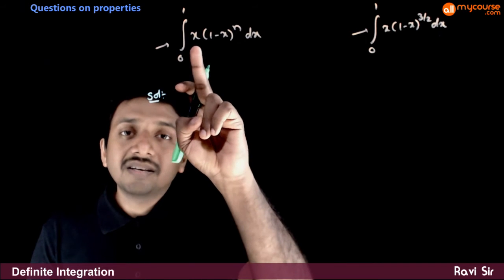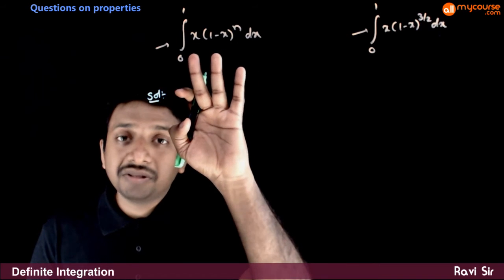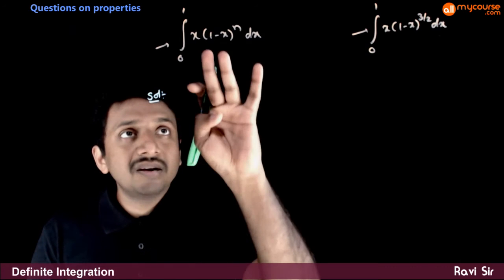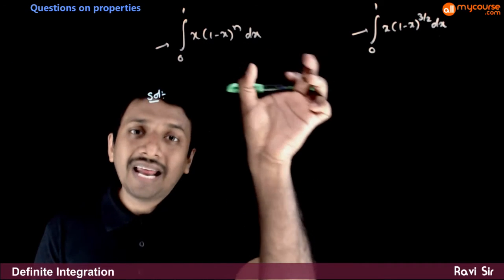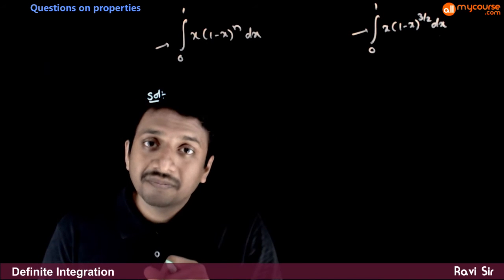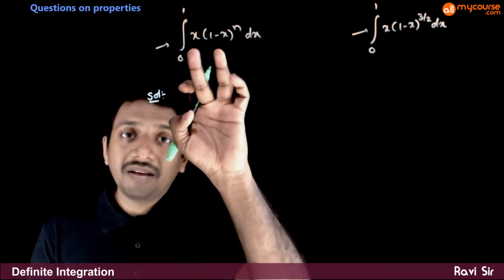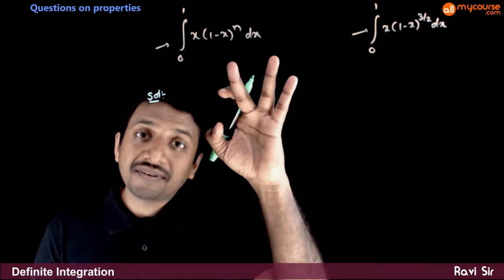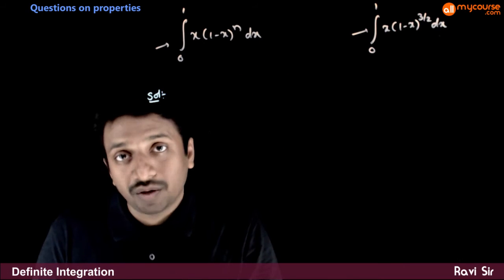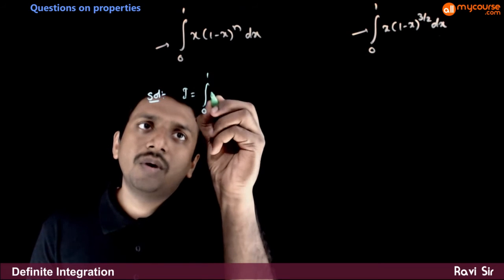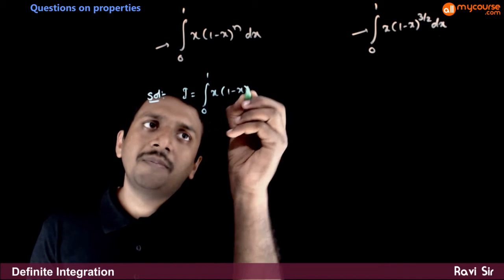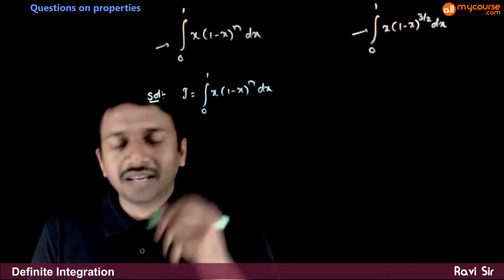So in this form, this integration is difficult to do because (1 minus x) power n has a binomial expansion. You get n plus 1 different terms. So if I multiply with x, you get n plus 1 different terms. You need to integrate each one of them. So let I is equal to integral 0 to 1 x times (1 minus x) power n dx.